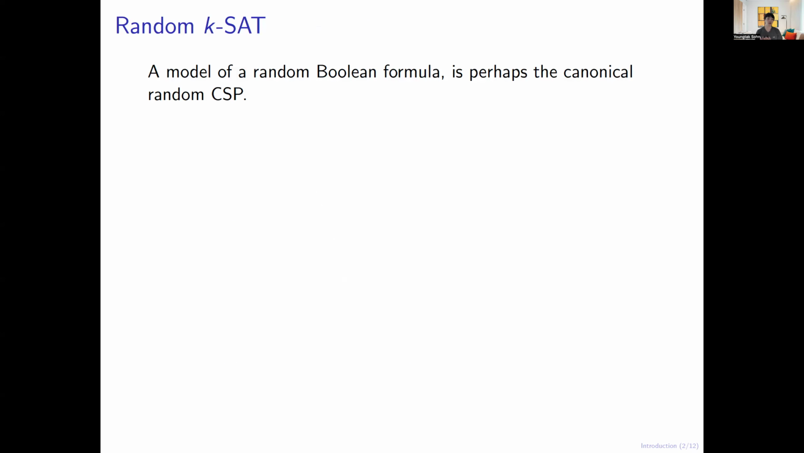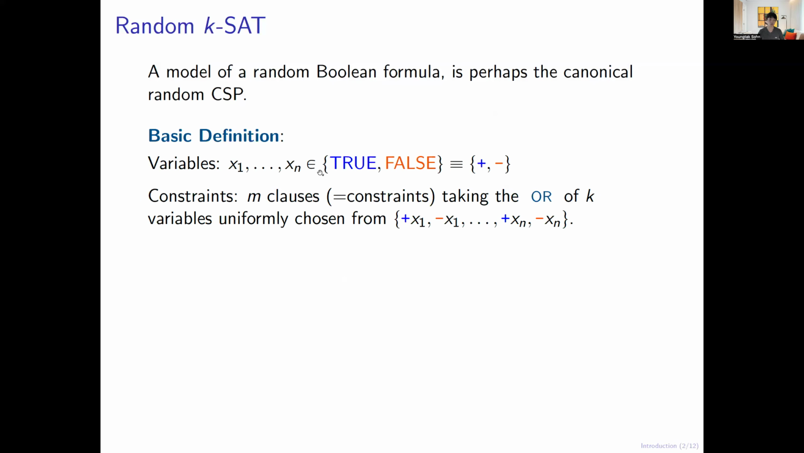Perhaps the canonical random constraint satisfaction problem is the random k-SAT model, which is a model of random Boolean formula. It's defined as follows. We have n variables, x1 to xn, which belong to either true or false, or equivalently plus or minus, and they're subject to m constraints. Each constraint is represented by a clause, and these clauses take the OR of k variables uniformly chosen from plus or minus x1 to plus or minus xn. So these are random constraints.